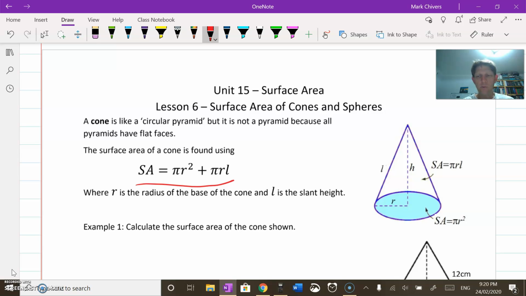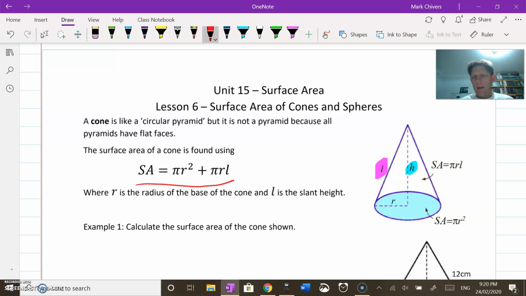Now, the pi r squared is pretty easy to see; that part's going to relate to the base of the cone. And the pi rl relates to the curved surface of the cone, where the r is the radius of the circle base. L, though, is the slant height distance. And you'll see on this picture, in blue I'm highlighting the h, which is the height of the actual cone, and l is the slant height, which I've highlighted in purple.